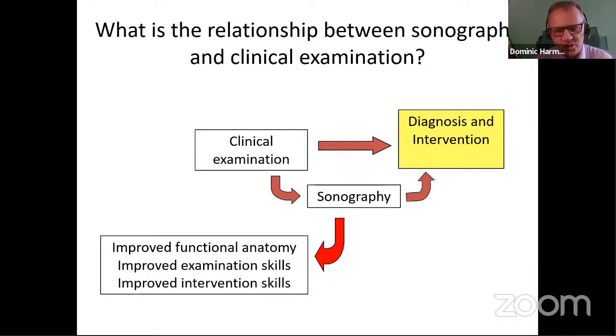Ultrasound is an excellent tool, and it's a tool just like what X-ray is, and I hope I'll show you some of the benefits of it in terms of back pain. It improves functional anatomy knowledge. As you learn more, you can progress on with the use of ultrasound. It improves examination skills, and it improves intervention skills.